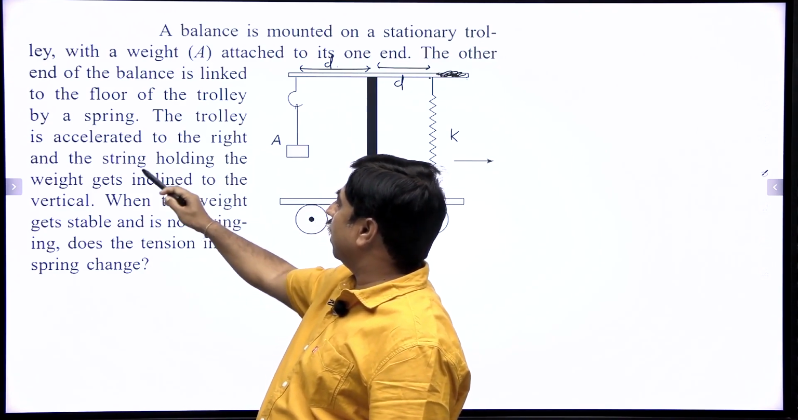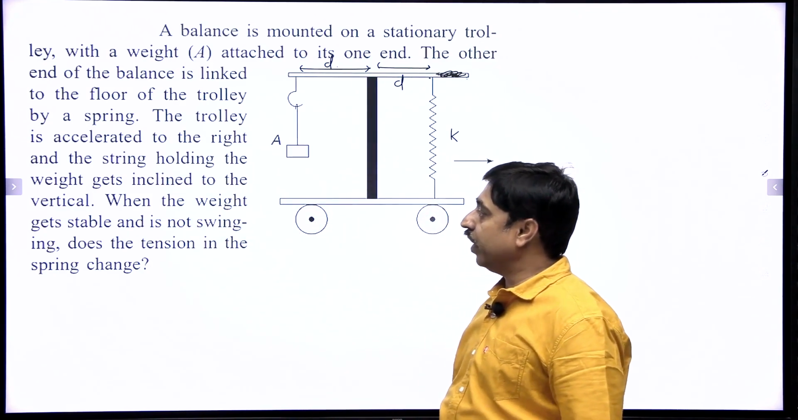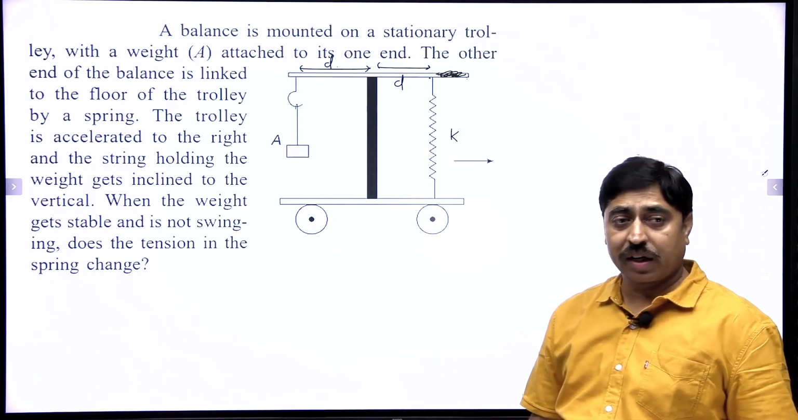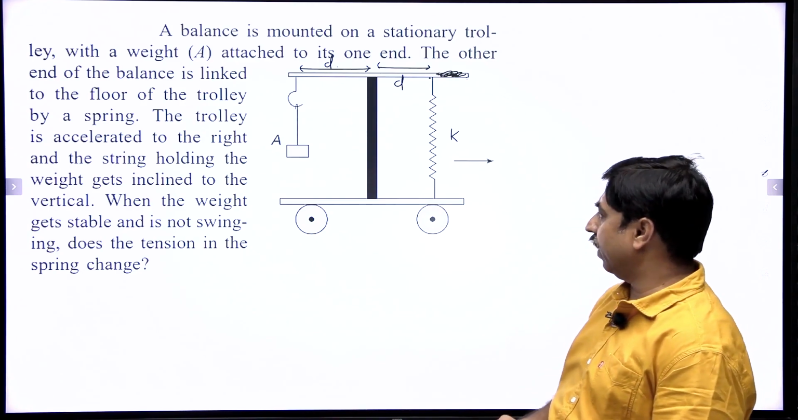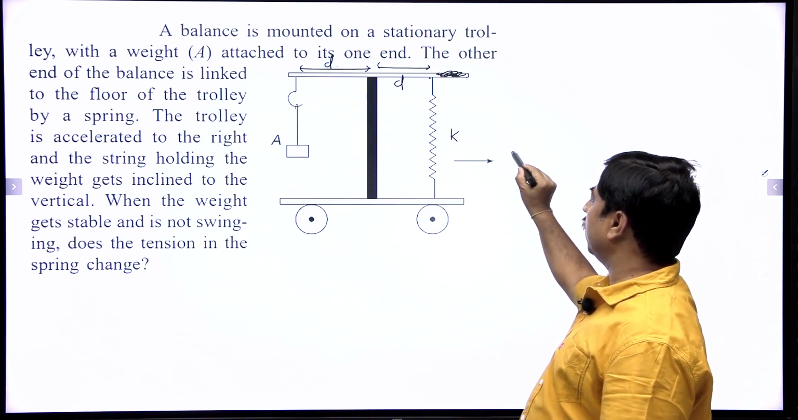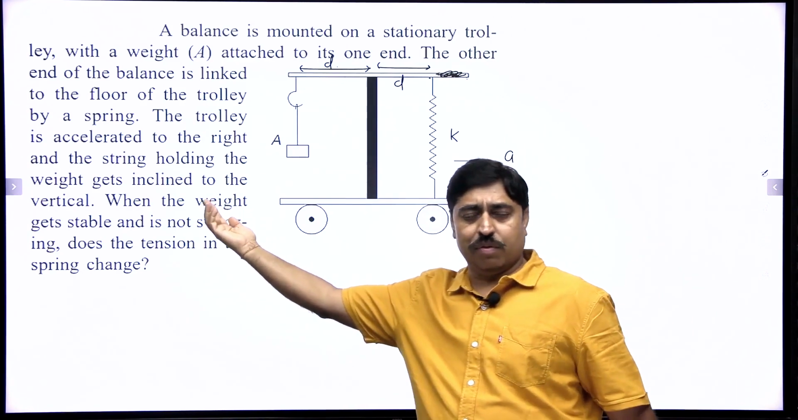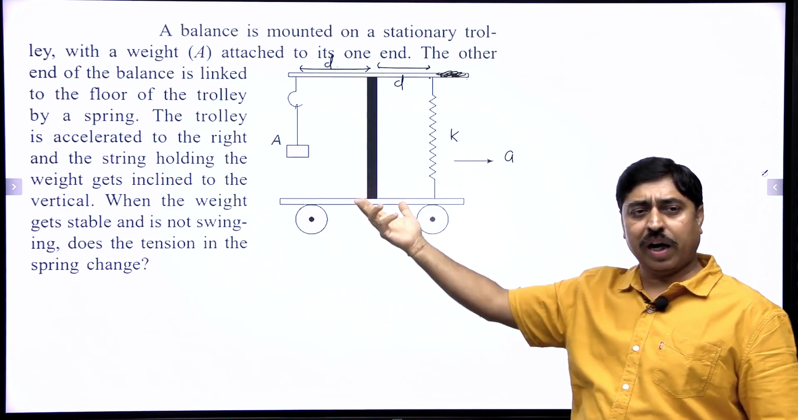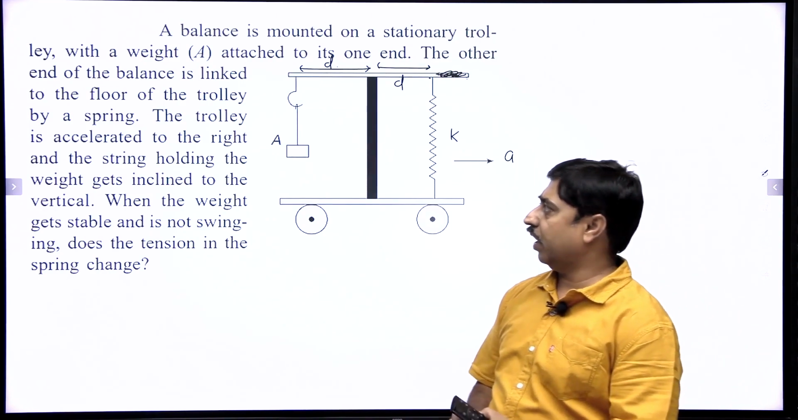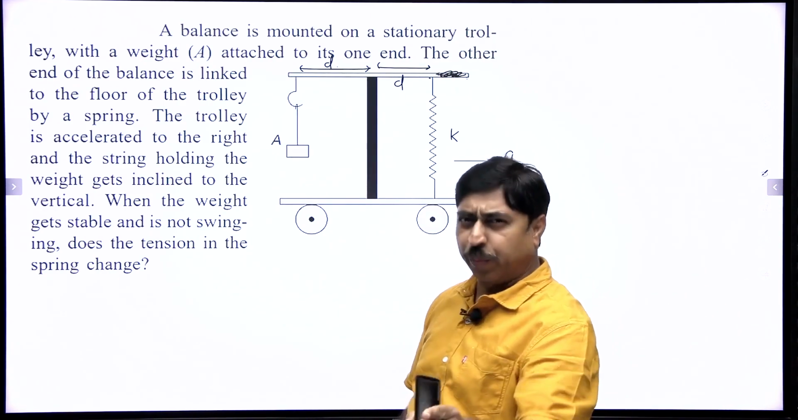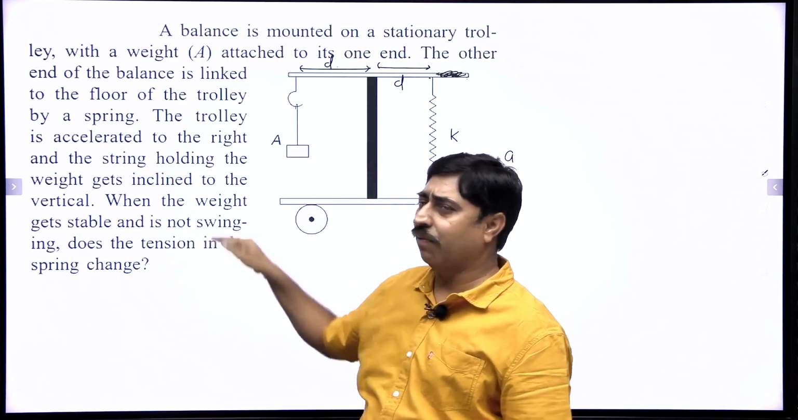The trolley is accelerated to the right and the string holding the weight gets inclined to the vertical. Now the question says this trolley is accelerated to the right. I am applying some force to push this trolley to the right. This trolley is accelerated to the right, it is moving with some acceleration A. Now all of you must be knowing that this pendulum will get deflected.